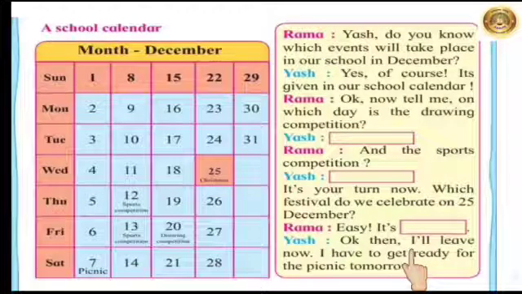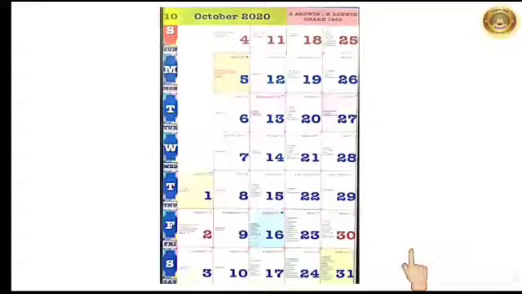So children, I hope you understood this calendar. Please do practice at home, because you have to understand how to read the calendar. Here we have one real life calendar. I have given you the picture of October month of the year 2020. October is the 10th month of the year that has 31 days.